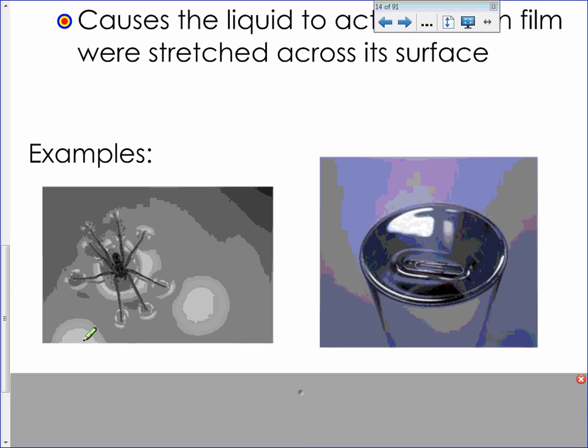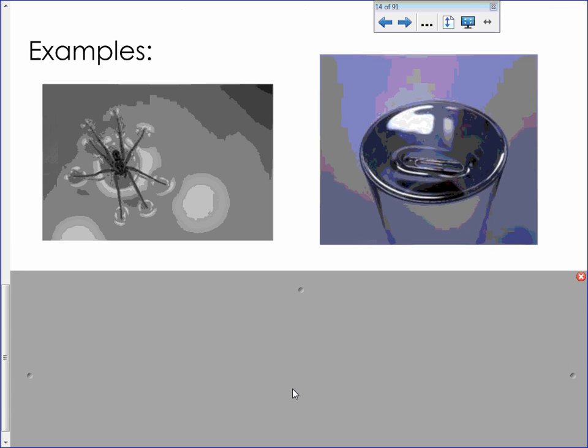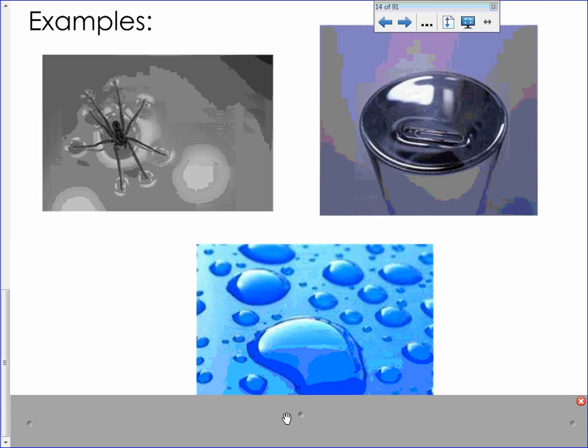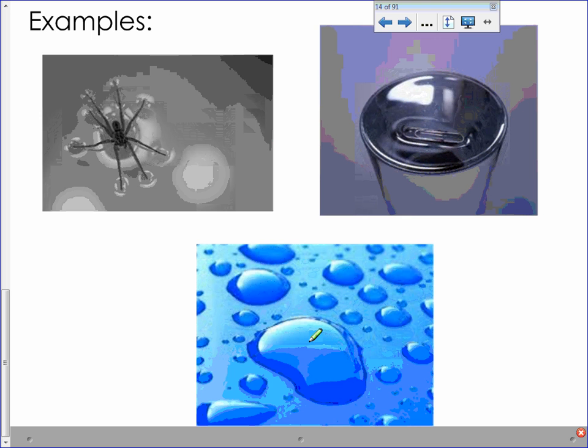Here's a spider I was talking about, how they can just skip across the surface of the water. Here's the paper clip, which you can try at home. And surface tension acts very strongly in water droplets. That's a big piece of why a water droplet doesn't break. Let's say you're holding a water droplet from your finger.